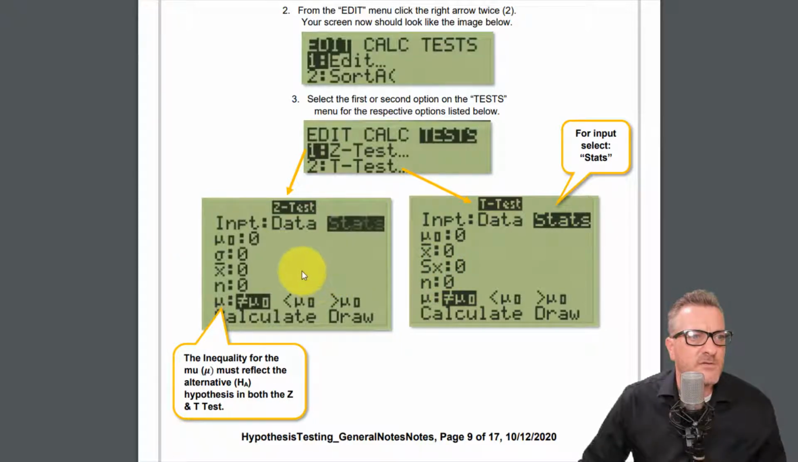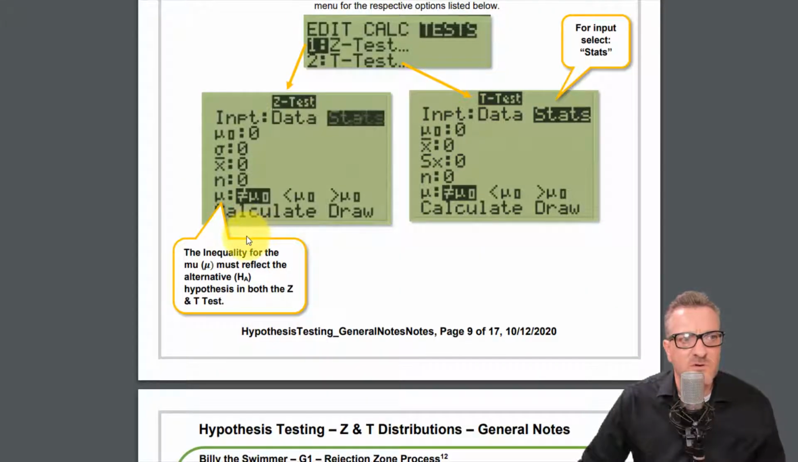One other thing: other than that, most of it's the same. This is a big thing to focus on, where it has the mu and then you have these selections, the same on both of them. This is the inequality for mu, and it must reflect the alternative hypothesis in both the z-test and the t-test. So if you write this all out, you select whatever your alternative hypothesis looks like, and it should match one of these.